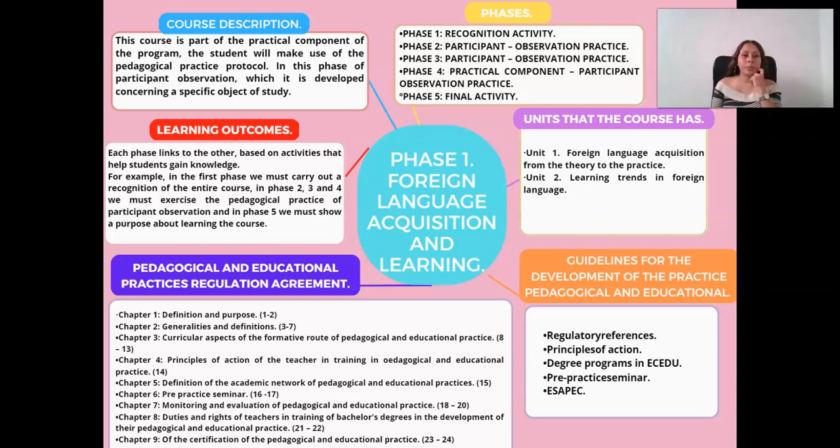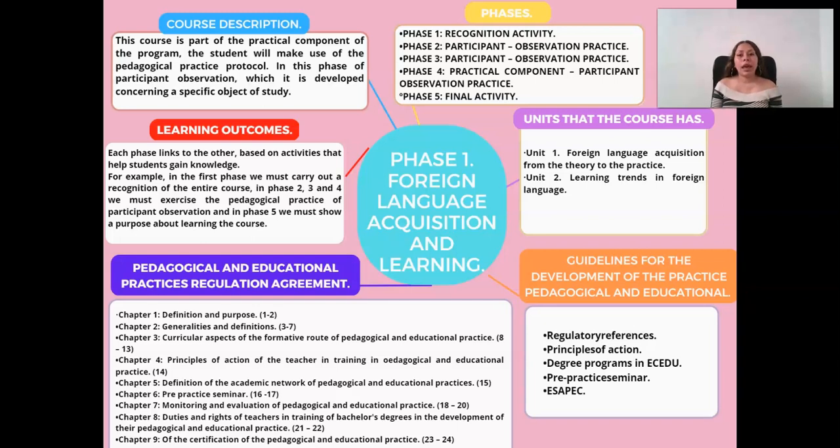Okay, learning outcomes. It's very important to know and understand these learning outcomes because each phase is aligned with the others, based on activities that help students gain knowledge. For example, in the first phase, we must carry out a recognition of the course, in Phases 2, 3, and 4, we must exercise the pedagogical practice of participant observation, and finally, in Phase 5, we must show a proposal about learning in the course.